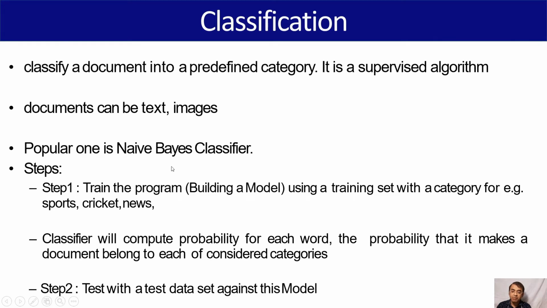A popular one is the Naive Bayes classifier. Steps. Step 1: Train the program, that is, build a model using a training set with a category, for example, sports, cricket, news, etc. The classifier will compute the probability for each word, the probability that makes a document belong to each of the considered categories. Step 2: Test with a test data set against this model.